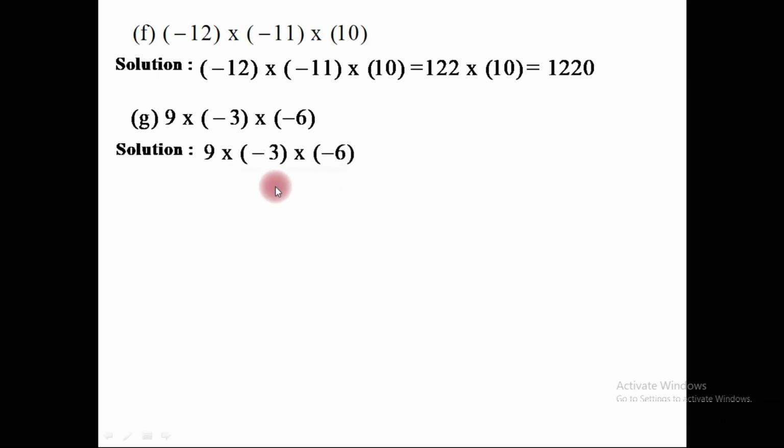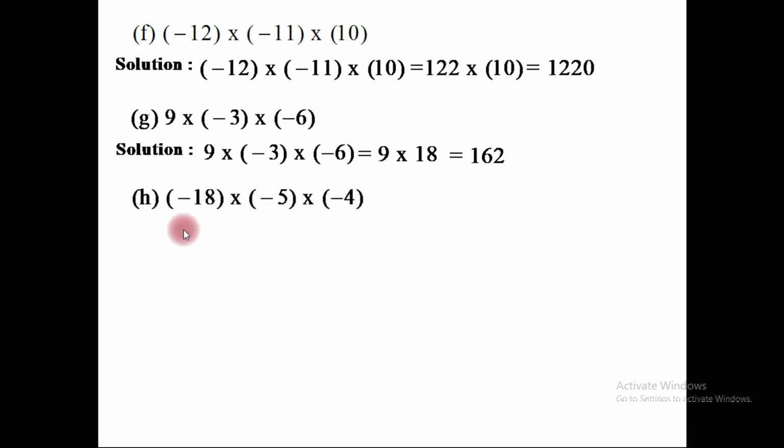Number G, 9 multiplied with minus 3, and again multiplied with minus 6. Here the negative integers minus 3 and minus 6 will be multiplied first. Minus and minus multiply becomes plus. 3 6s are 18, plus 18, and again multiplied with 9. 9 into 18 is 162. Plus and plus multiply becomes plus.